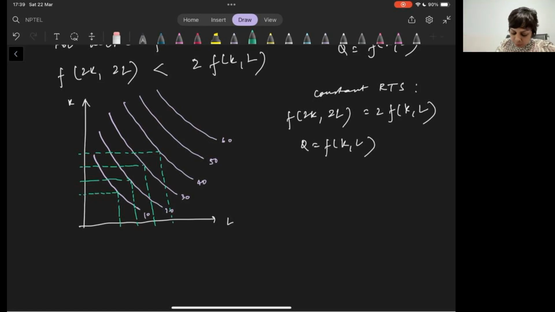So you're increasing both labor and capital by this factor, whatever that is, 1.5 times, maybe 1.25 times, something like that, right? And you can see that output is increasing by almost exactly the same factor. This, what I've marked here, is the increase in output.